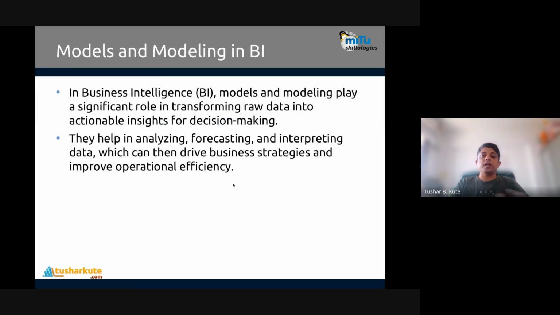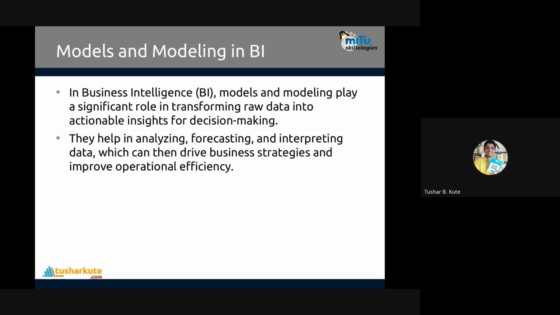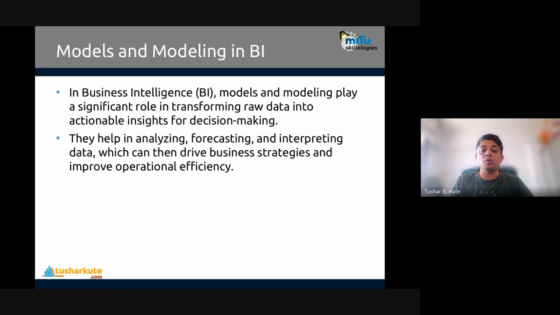BI models and modeling play a significant role in transforming raw data into actionable insights for decision making. Our definite outcome of business intelligence is known to us, that we require to make an informed decision from this data. But how are these decisions made? Definitely, whatever previous data we have, in this data we should find some insights, some connectivity. To do this, modeling is required. What's the outcome of it? They will help to analyze, forecast, and interpret data, which can drive business strategies and improve operational efficiency. This is the outcome.